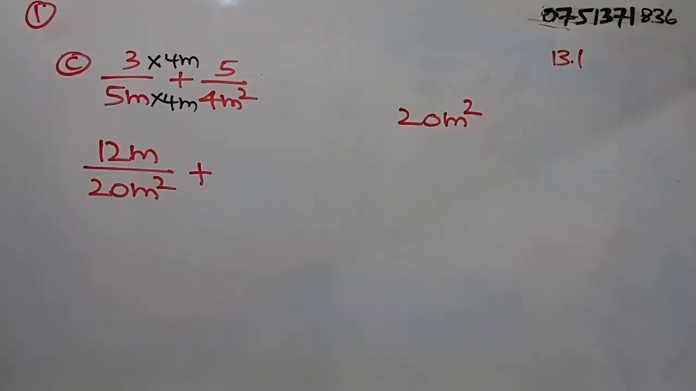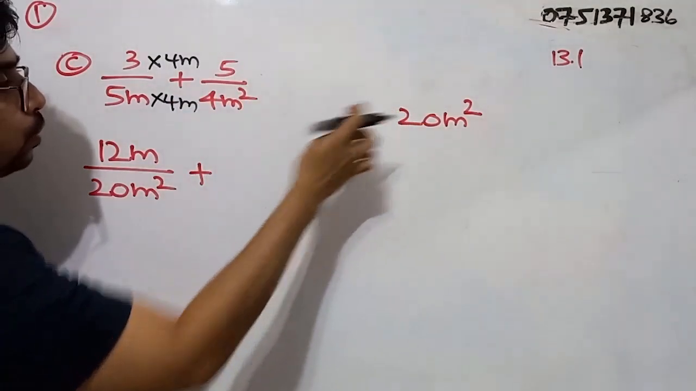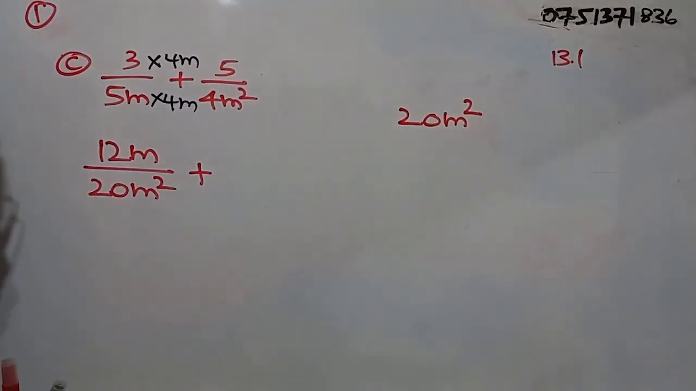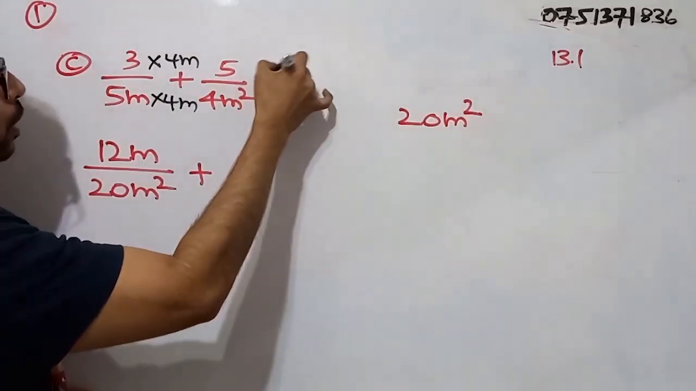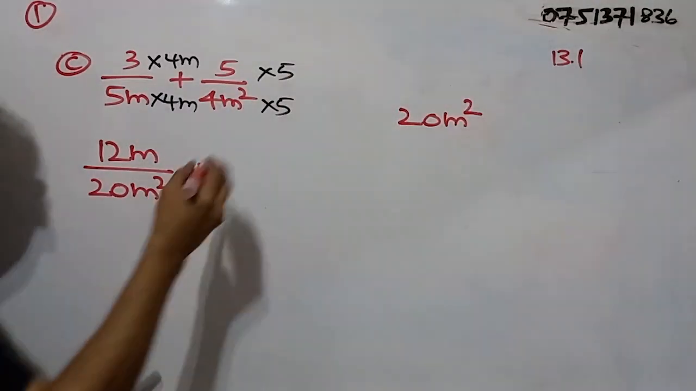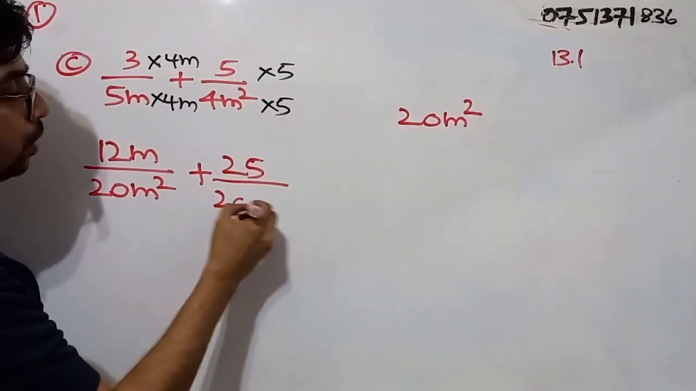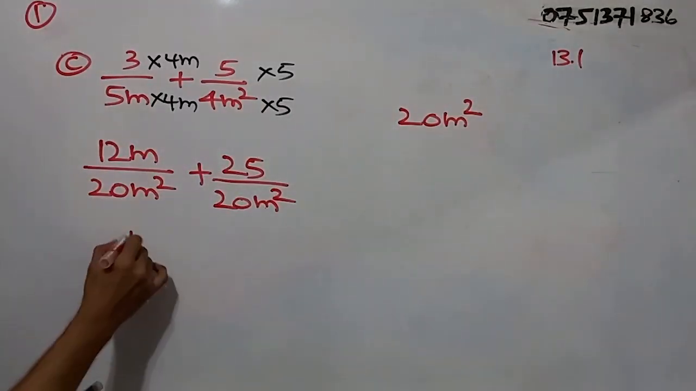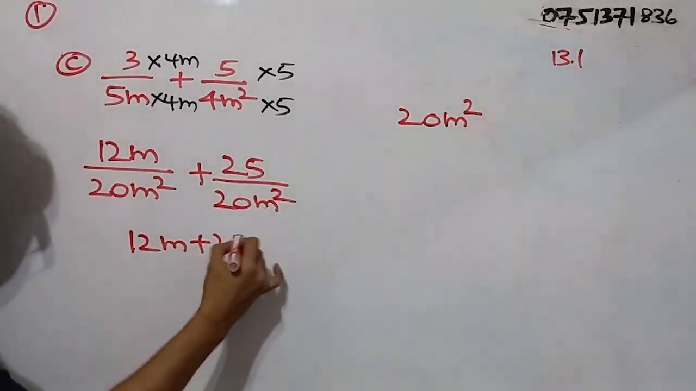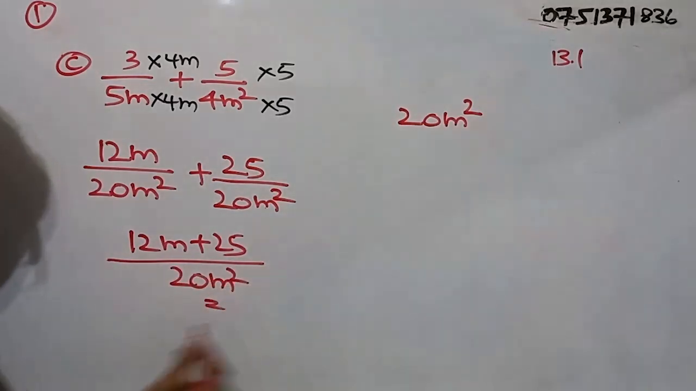plus. Right. So here, how do we convert this 4m square into 20m square? We simply have to multiply that by 5. Okay. So we multiply this by 5. So we need to multiply the numerator by 5 as well. So 5 into 5, that is 25. 4m squared into 5, that is 20m square. Then again I can rewrite this as what? 12m plus 25 entire expression divided by 20m square.